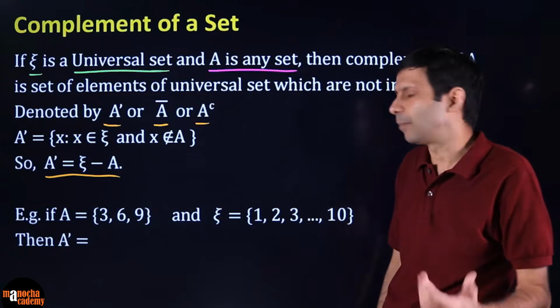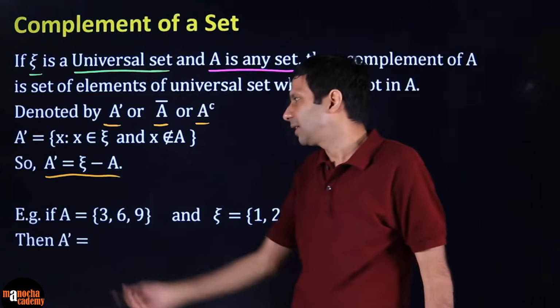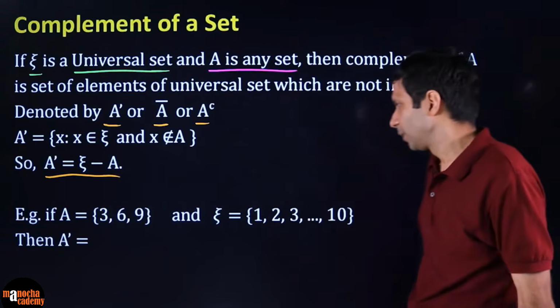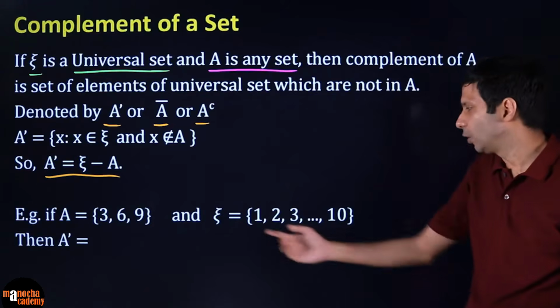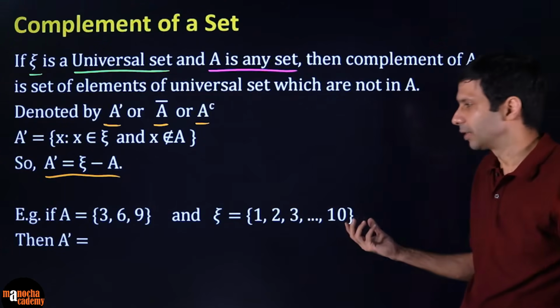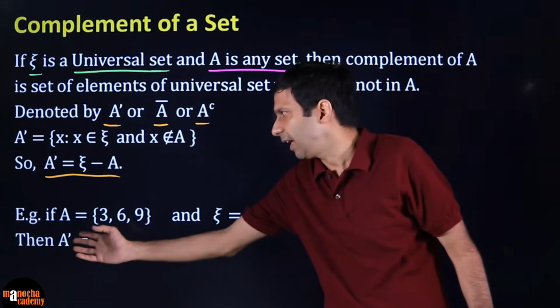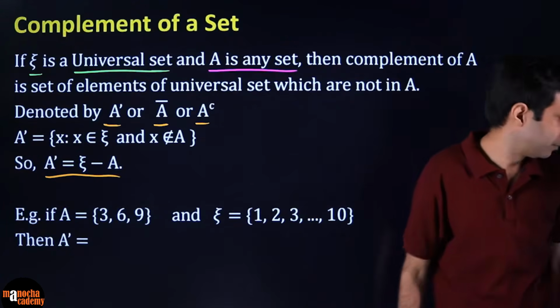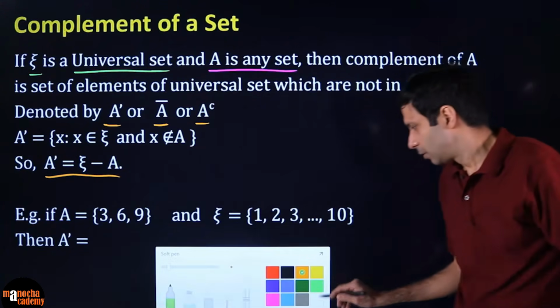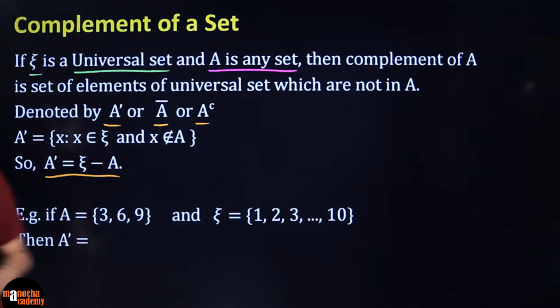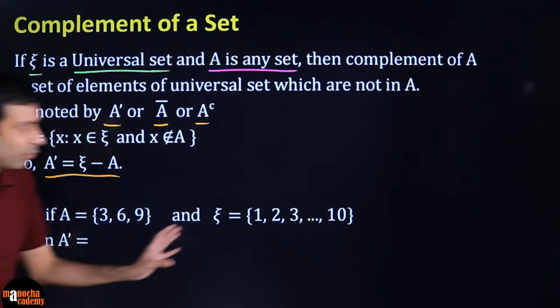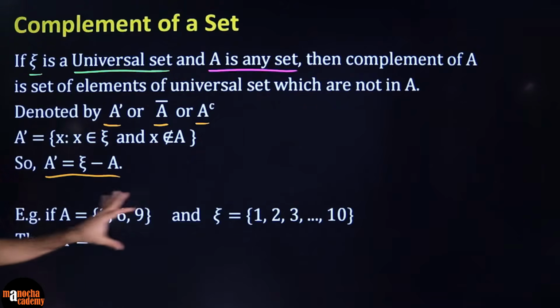So let's take an example. Let's understand this with an example. Let's say our set A is {3, 6, 9}, and this is our universal set, the set of all natural numbers from 1 to 10. So this is our universal set. Can you guys tell me what A complement is going to be here based on the definition? So A complement we represent as A dash or A^C or A bar. So all those elements which are in the universal set but not in A.